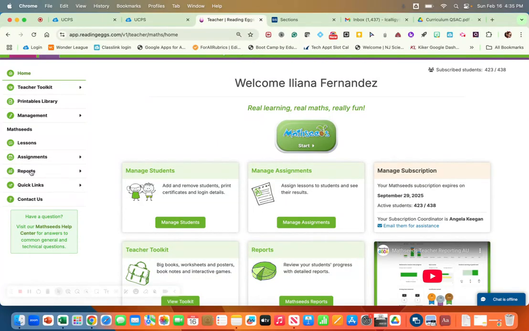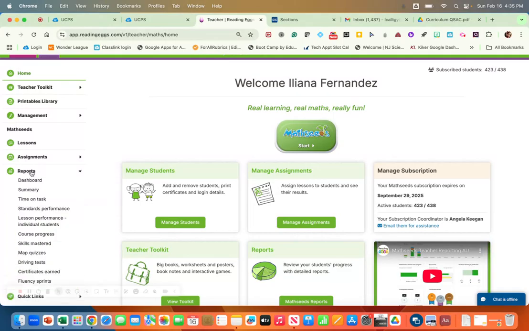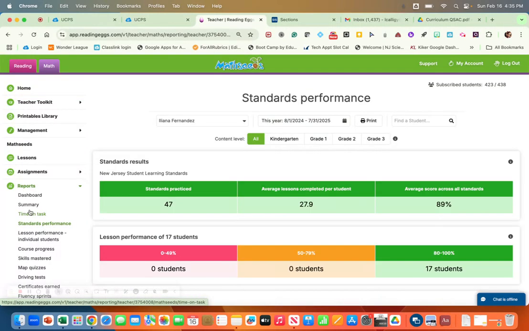So coming over to the left-hand menu bar, I'm on a teacher's page, and this is a second grade teacher. I'm going to come down to where it says reports, and I'm going to choose the standard performance report. So what this report is, it's showing you the standards, the New Jersey Student Learning Standards, broken out by lesson within Mathseeds. So there's a few ways that you could use this report to support your students.